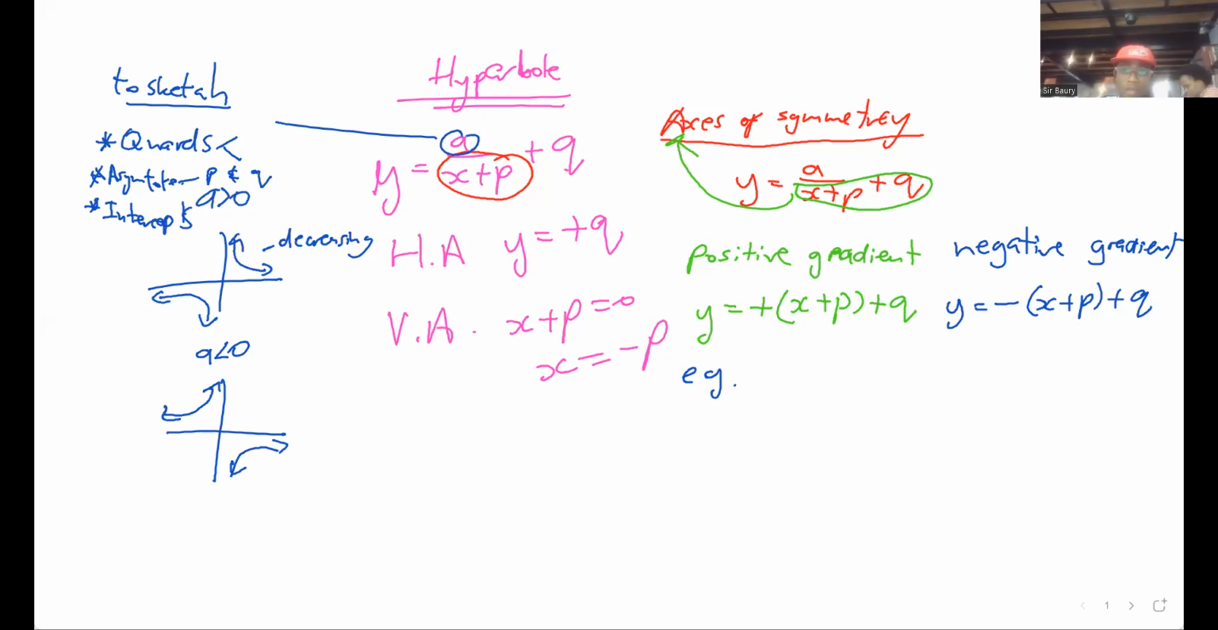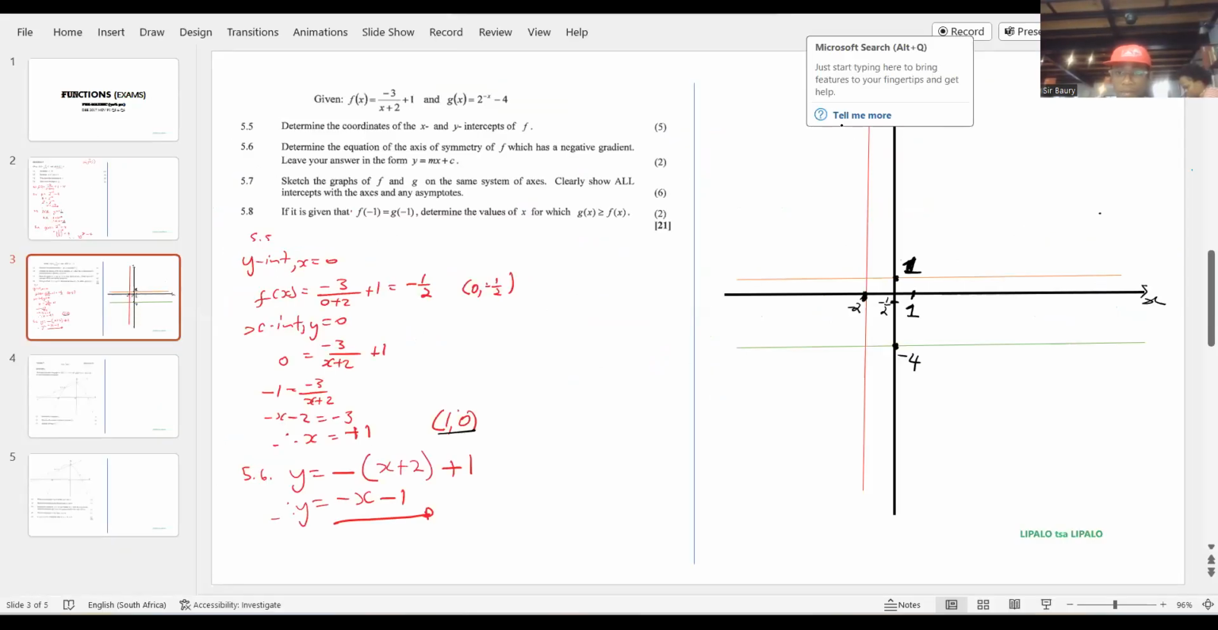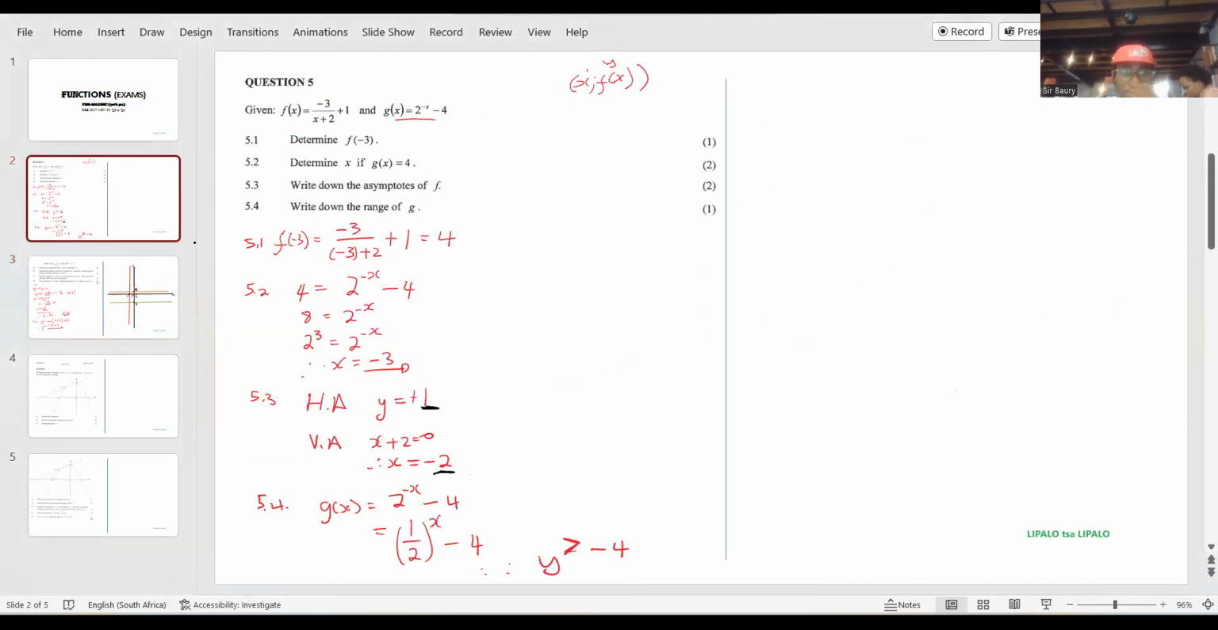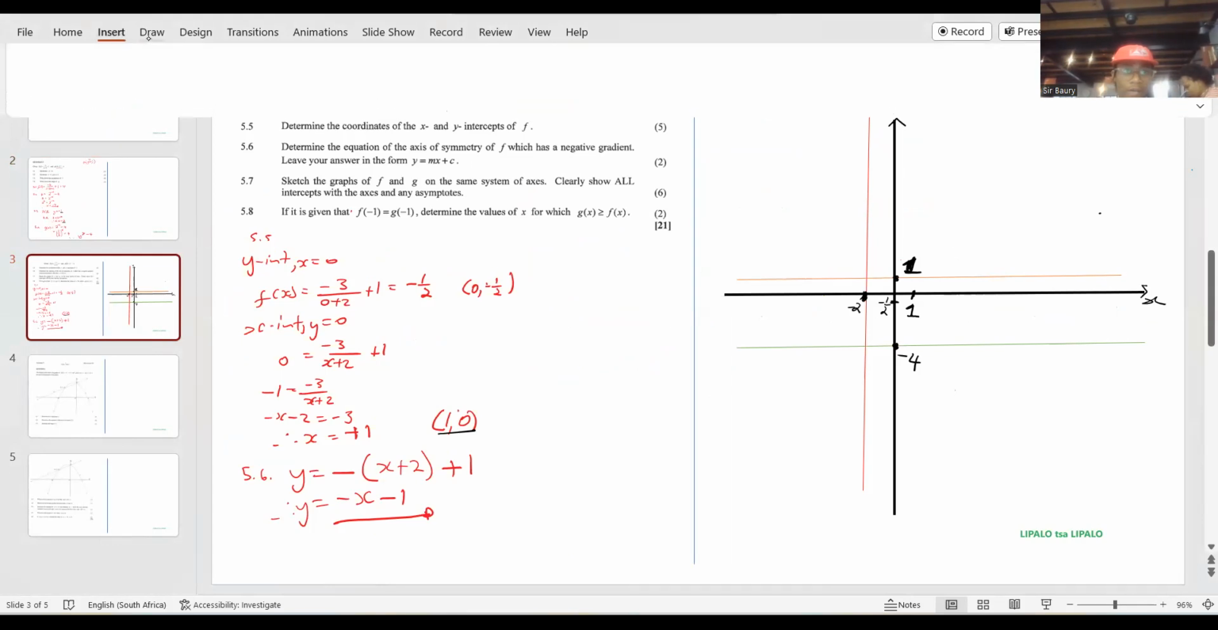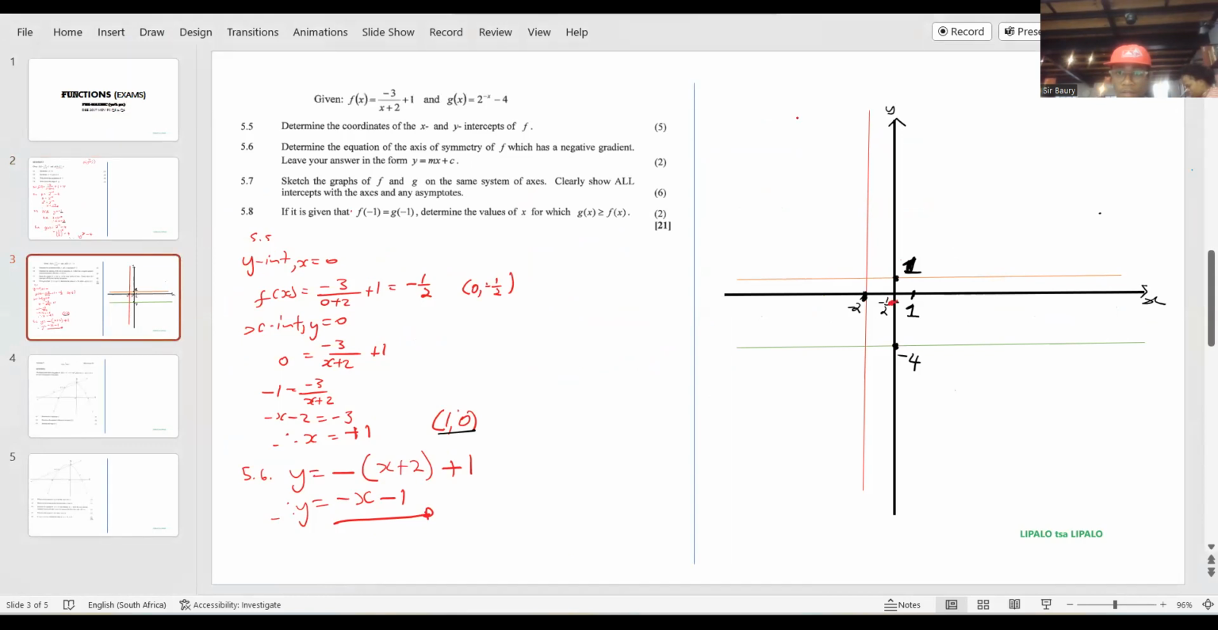Let's continue to this one now. So I can sketch. In the asymptotes, I've already found the asymptote, so I can sketch F. Negative half and 1. I know A is less than 0. Here, negative 3. So it's going to be here and here. So we're going to draw a curve there.